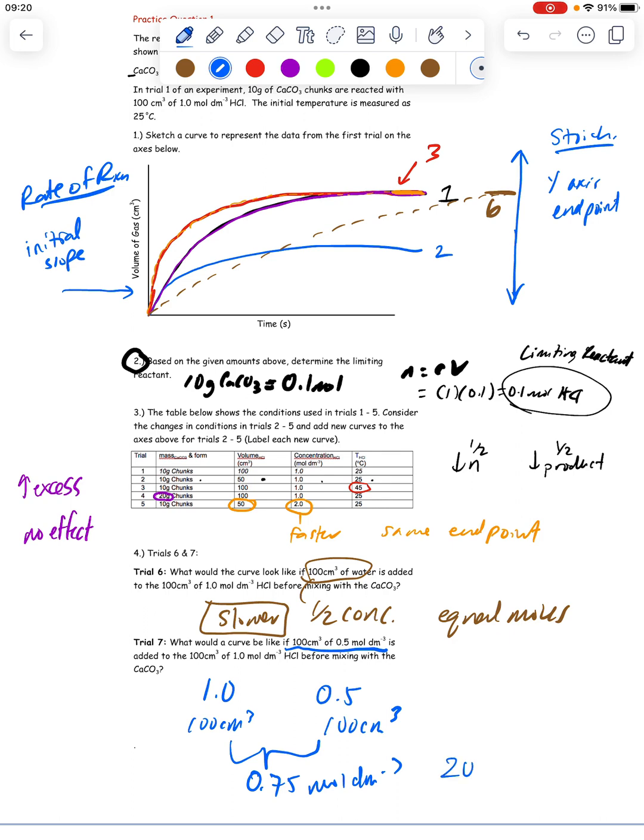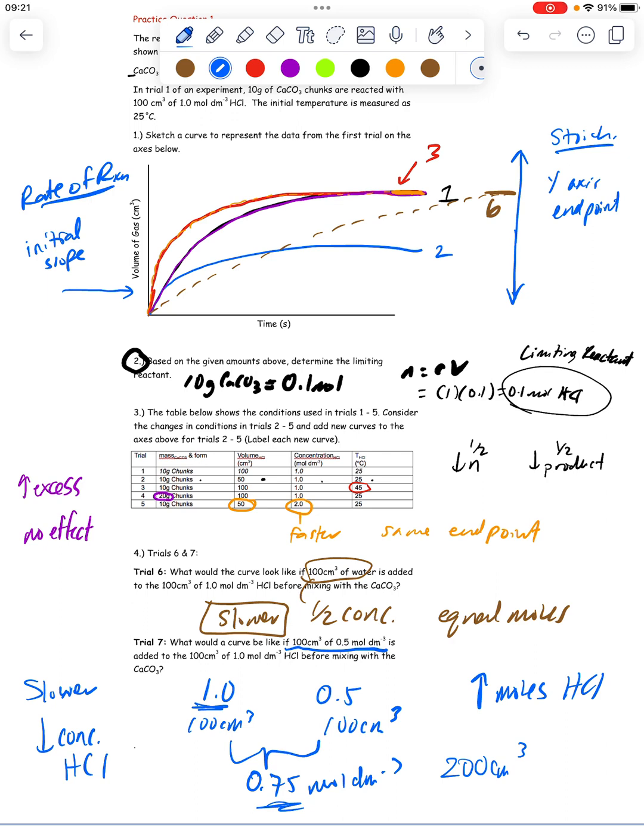But I've got 200 cm³ of it. And if you take the time to do the calculation, you'll see that you have increased the moles of HCl. So we've decreased the concentration of HCl because 0.75 molar is less concentrated than the 1 molar that we used in trial 1. Adding something that's 0.5 molar dilutes it, essentially. So we have a lower concentration, so it's going to be slower, but we've actually added more moles of hydrochloric acid. And so this one would be slower, maybe not quite as slow as the brown one.